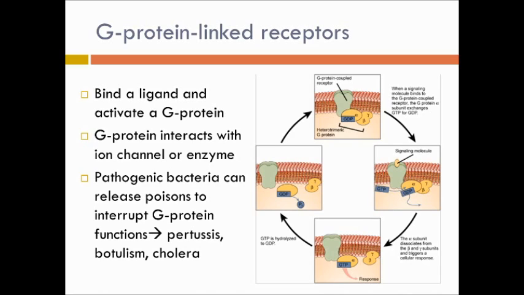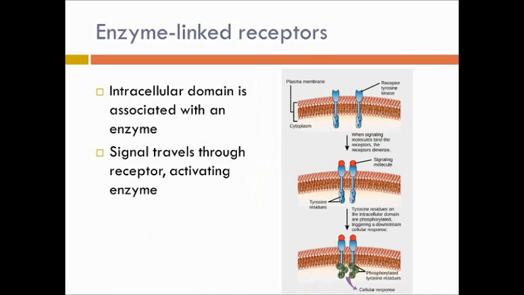Some pathogenic bacteria can actually release poisons to interrupt G protein functions, which will result in diseases such as pertussis or whooping cough, botulism, and cholera. In enzyme-linked receptors, the intracellular domain is associated with an enzyme. The signal travels through the receptor and will activate the enzyme, so then the enzyme will perform its function.